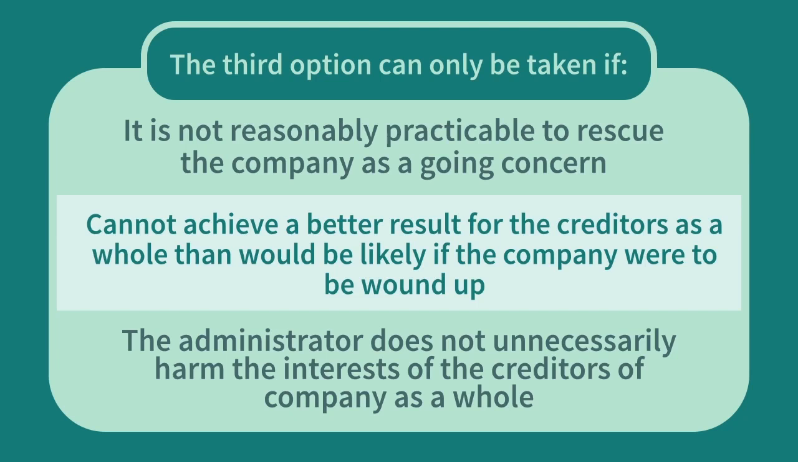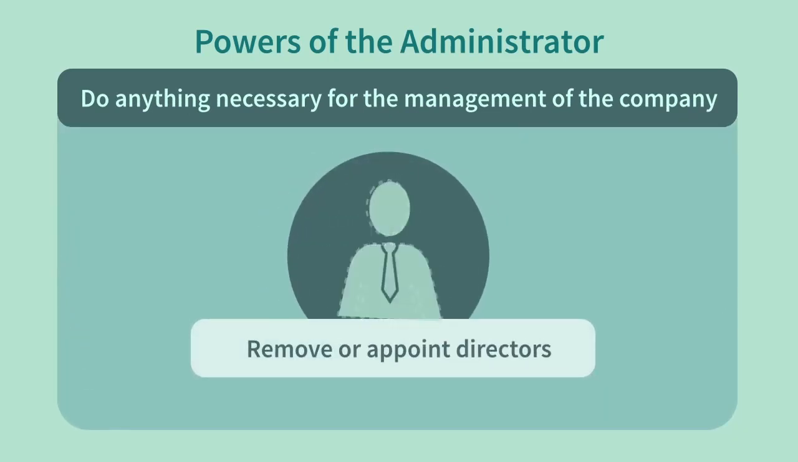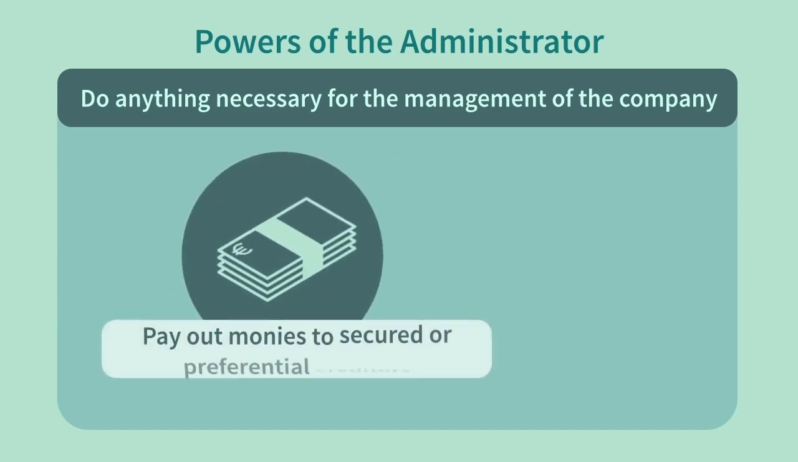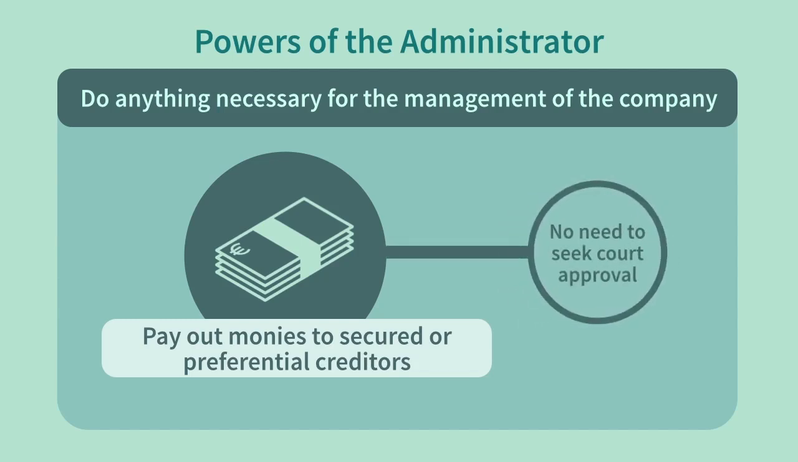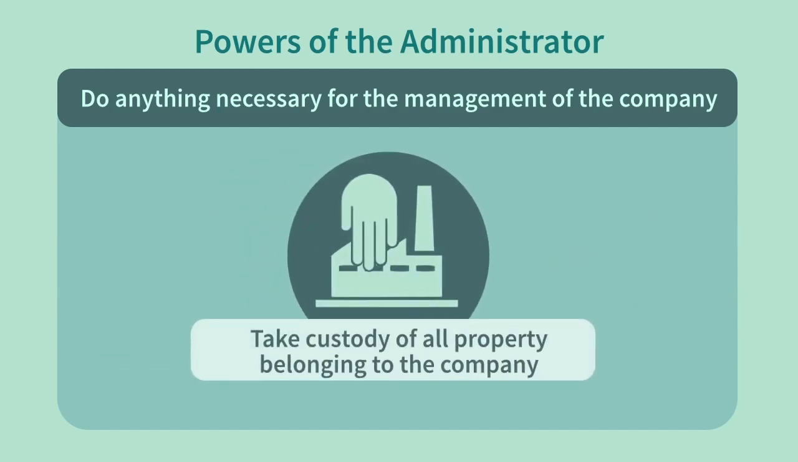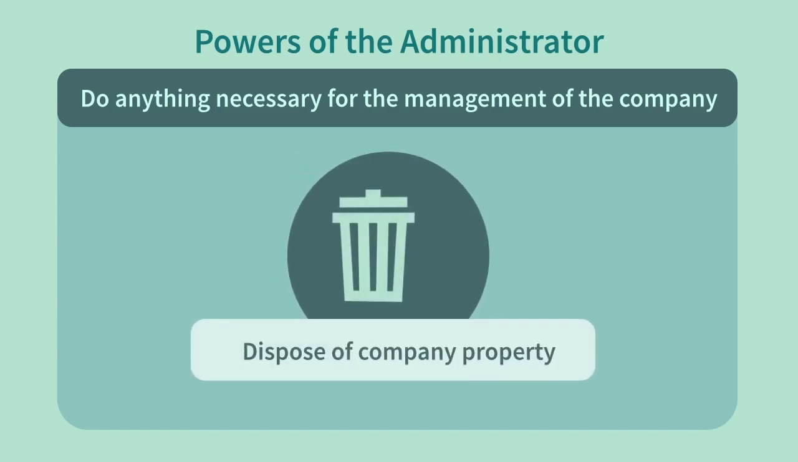During the administration process, the administrator has the powers to do anything necessary for the management of the company, remove or appoint directors, to pay out money to secured or preferential creditors without the need to seek the approval of the court, to pay out money to unsecured creditors with the approval of the court, to take custody of all property belonging to the company, to dispose of company property.